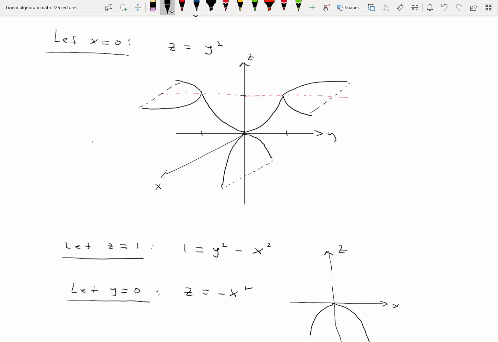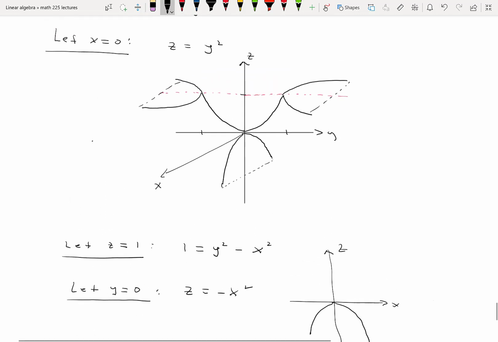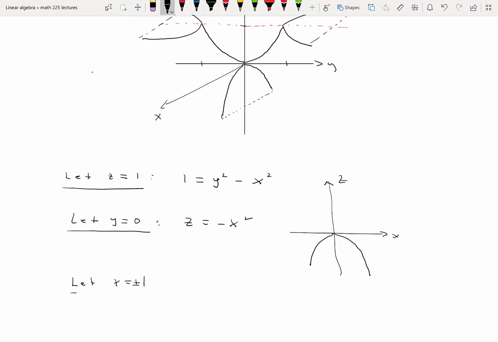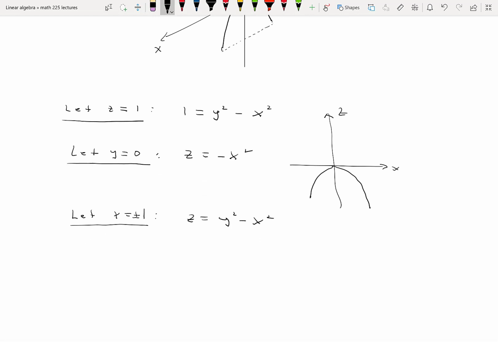So let's look at traces in planes parallel to the yz plane. Let's let x equal plus or minus 1. What am I doing with those two at once? Look at the equation of my surface: z equals y squared minus x squared. If I put in the two planes, x equals 1 in front of the yz plane and x equals negative 1 behind it, I get z equals y squared minus 1. That's a parabola shifted 1 unit down.